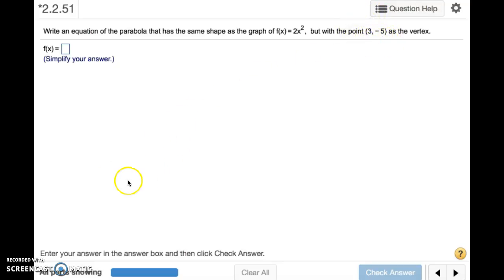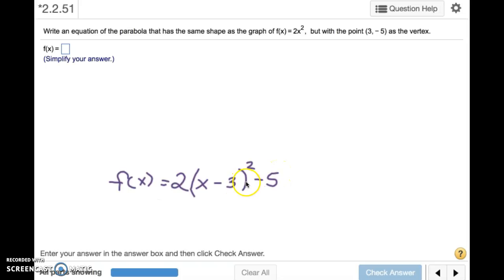So in order to do that, I'm going to start out with f of x, and I want to keep this 2 out in front. So it's going to be 2. Then I open my parentheses, x, and I need to subtract the x value of my vertex. So I'm going to subtract this 3. And then I'm going to square it. And then I'm going to put the -5 at the end.